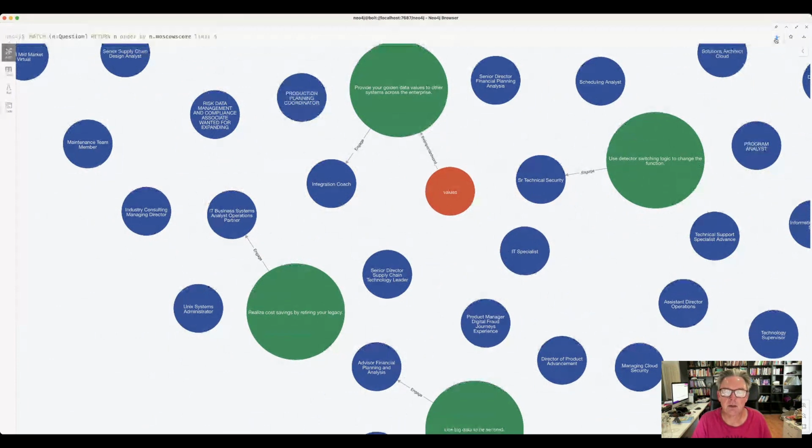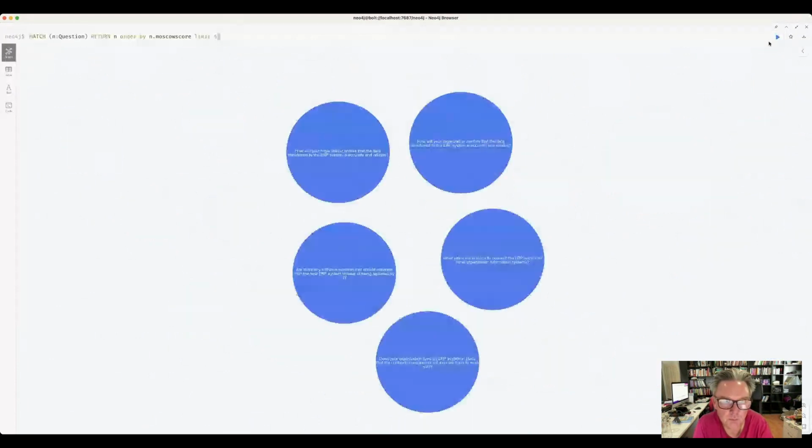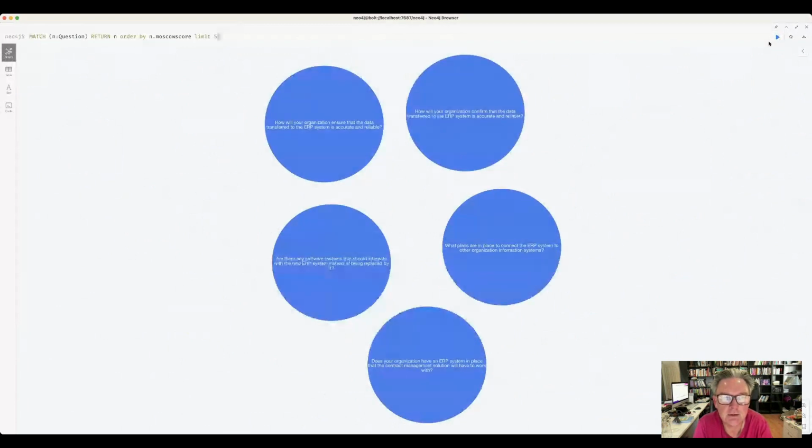We'll start by addressing the 5 most pressing issues that you need to deal with when you're covering enterprise resource planning. I'll go through them quickly. How will your organization ensure that the data transferred to the ERP system is accurate and reliable?